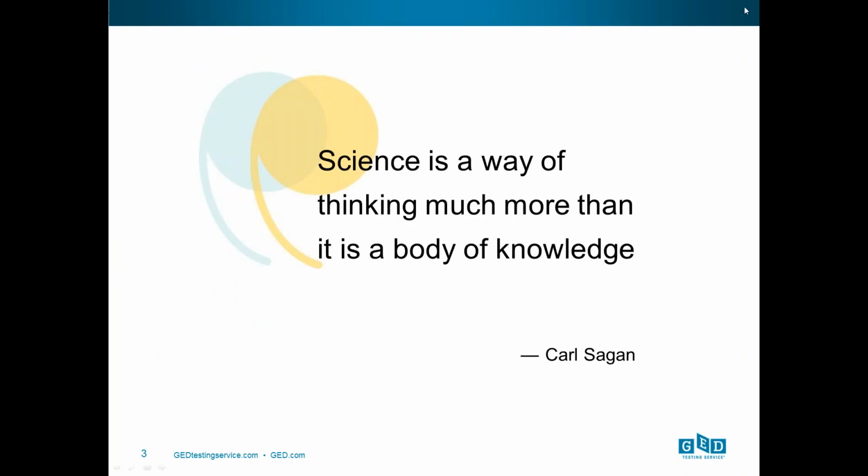Let's start out with a great quote from Carl Sagan, that science is a way of thinking much more than it is a body of knowledge. And that is so true when we look at what our students need to do, because their first thoughts, unfortunately, when they hear science are, oh, I don't know that table. I don't know these laws of motion. I don't know these certain things. It's not just about this content, but how you can think as an individual.